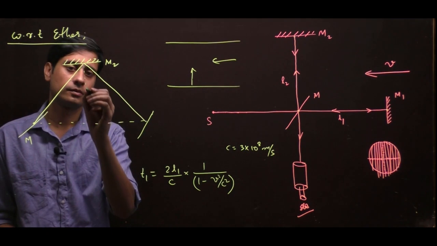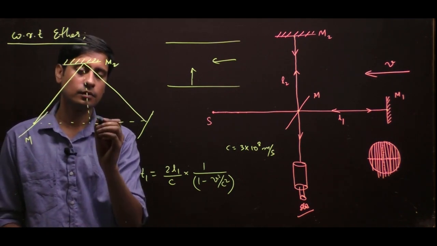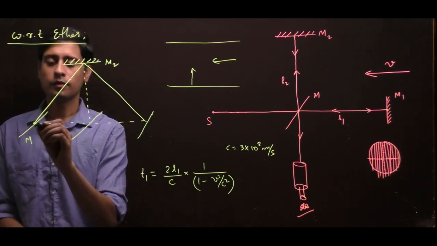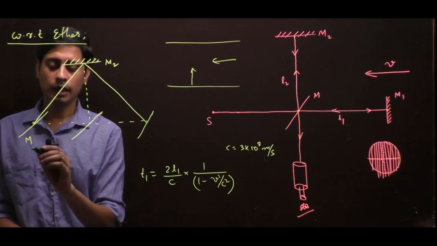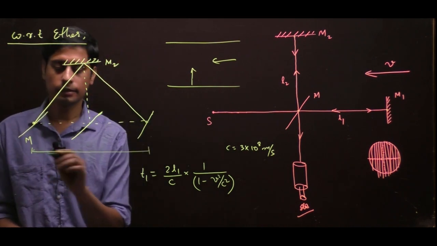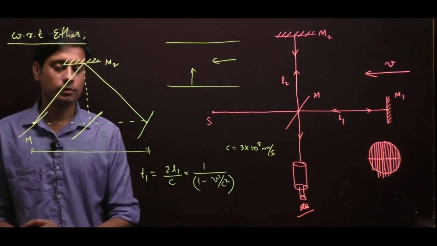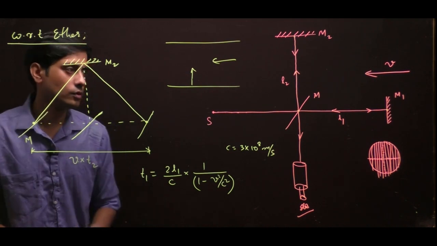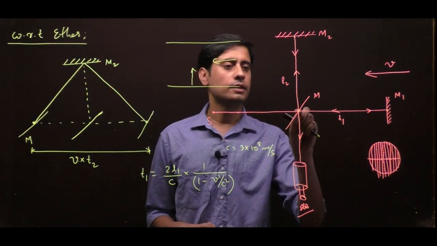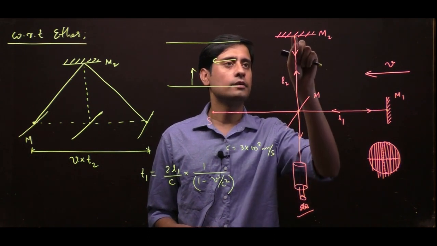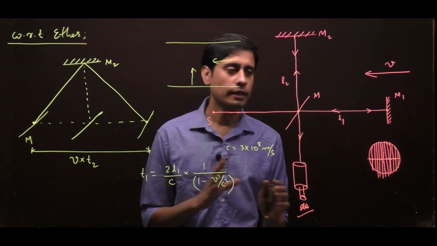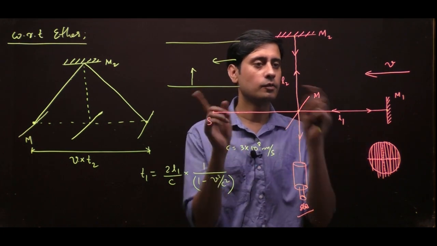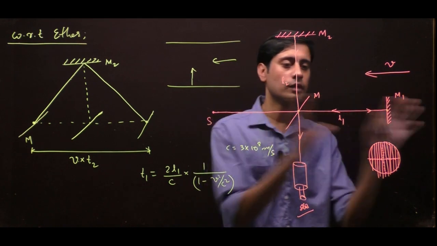So this mirror must have gone through this point also. So from this point to that point some time must have elapsed, and consider that this time is t2. So this must be v into t2. So the time taken by the light ray to go from M to M2 and then return from M2 to M is t2. So in that time interval this interferometer is at rest with respect to Earth, but with respect to ether this interferometer is moving in this direction.